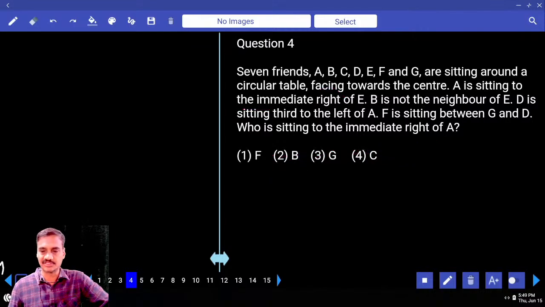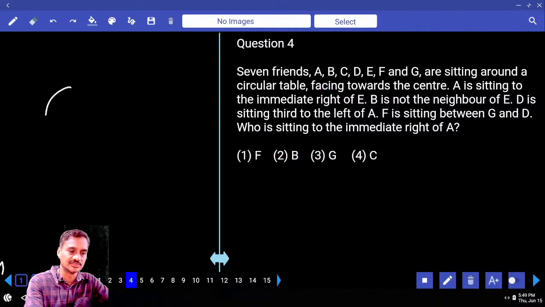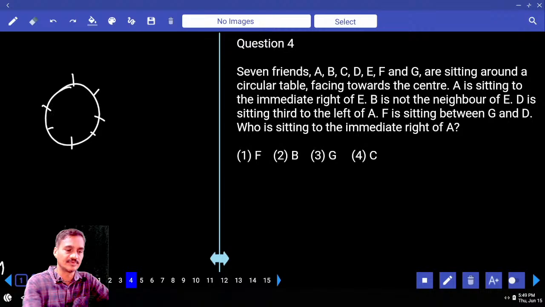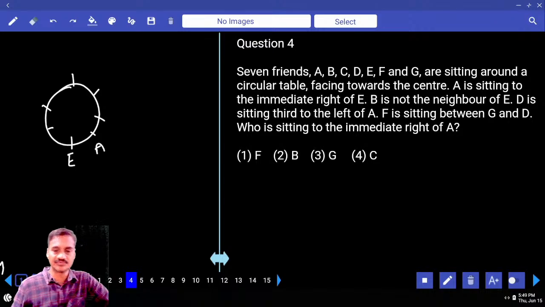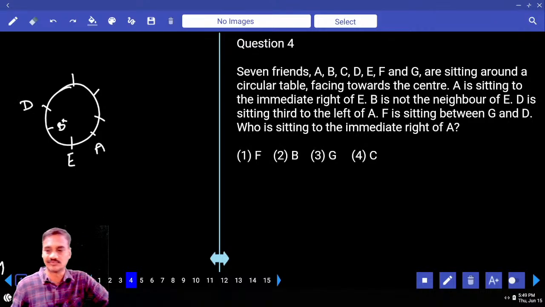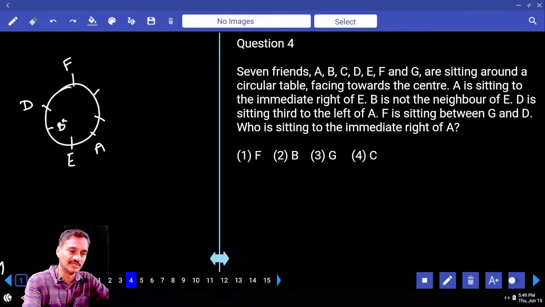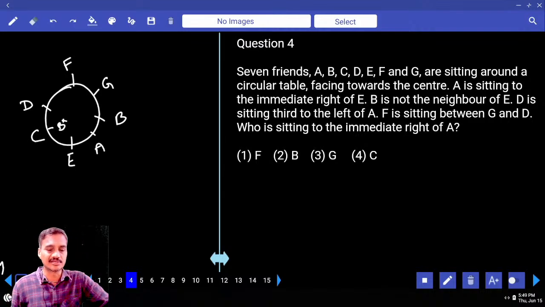Then question number 4. In this question there are 7 friends seated around a circular table facing towards the center. All these 7 persons are facing towards the center. A is sitting to the immediate right of E. B is not an immediate neighbor of E, so B cannot be here. D is sitting third to the left of A. F is sitting in between G and E. F is here, G is here. As B cannot be at this place, B is here. Then C would be here. Who is sitting to the immediate right of A? That is B, choice 2, question number 4.